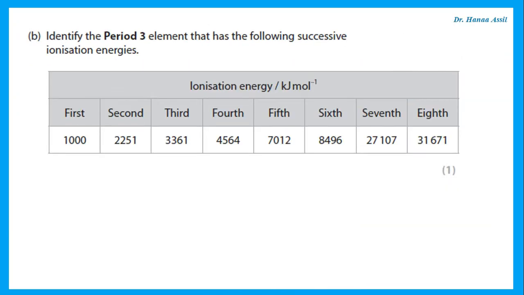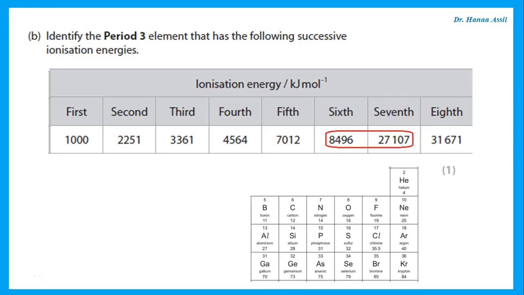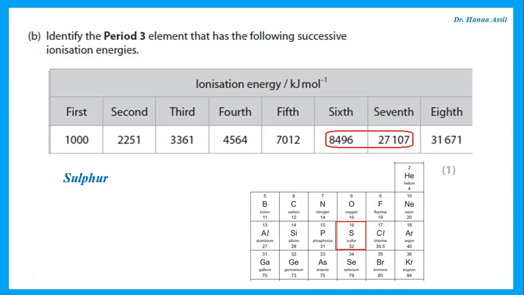Identify the period 3 element that has the following successive ionization energies. Remember, from the successive ionization energies, I can determine in which group it is. So remember, we go from first, second, third, fourth. Where do we have a big jump in the ionization energy, a big increase? So we're going from 8,000 to 27,000. That means this is something in group 6. So we're looking for something in group 6, period 3, group 6, period 3 is sulfur.